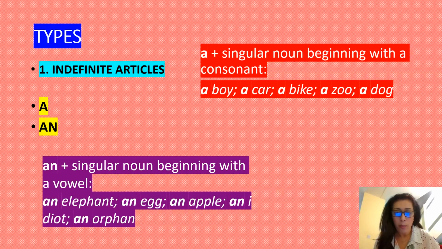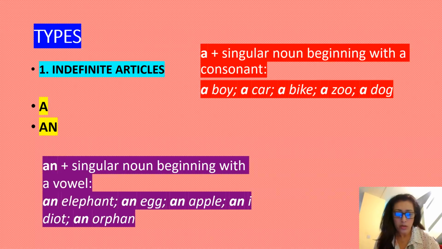Now I know boy, car, bike, zoo, and dog, they all begin with a consonant, they are not beginning with a, e, i, o, u, and that is why I will be using the article a. So I'm going to say a boy, a car, a bike, a zoo, a dog, which is any, so not specific.